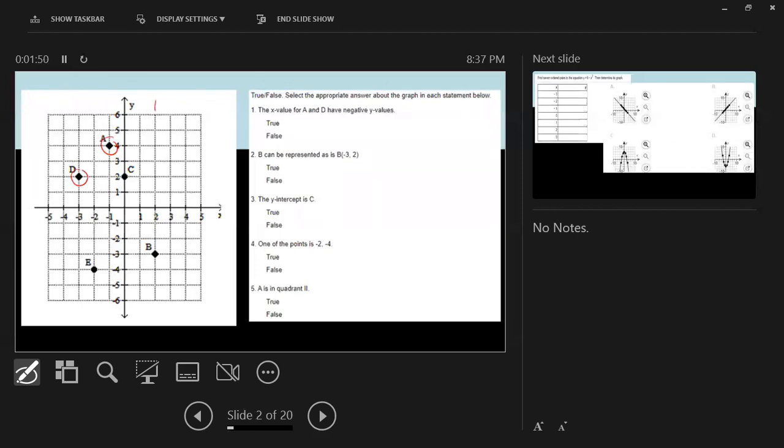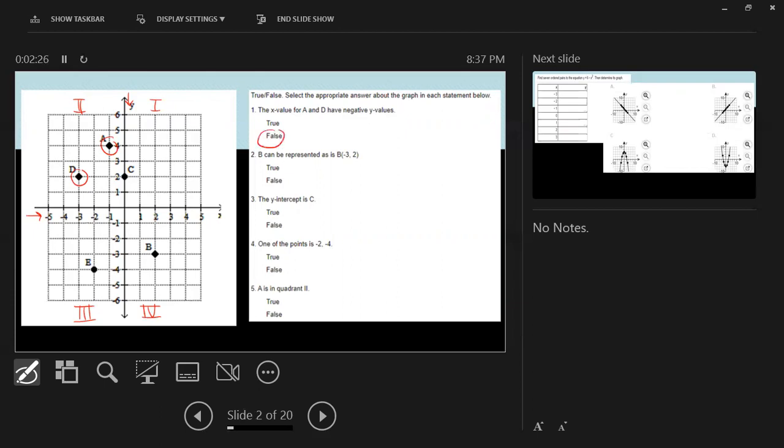So I'm going to name our quadrants: quadrant 1, 2, 3, and 4. So we have 4 quadrants and you name them counterclockwise. So the question asks the x value for A and D have negative y values. But we know in quadrant 2, the x values are negative and the y values are positive. So indeed, A and D will not have negative y values. So that answer will be false.